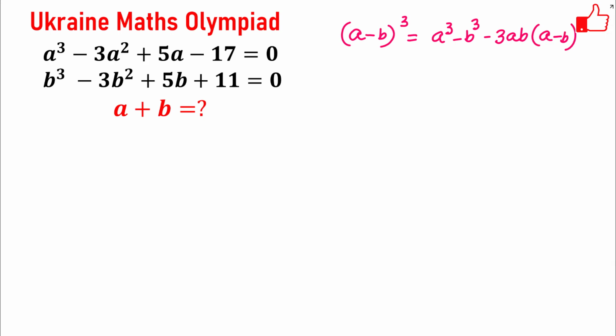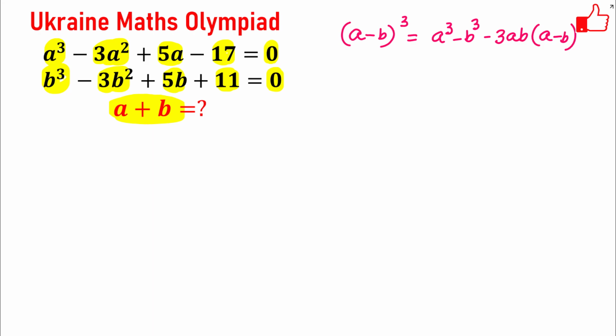Hello friends, this problem is taken from Ukraine Maths Olympiad, and in this case you have been given two equations and then you have to find the sum of unknowns. The first equation is a cube minus 3a square plus 5a minus 17 equals 0. And the second equation is b cube minus 3b square plus 5b plus 11 equals 0. Then you have to find what is the value of a plus b.